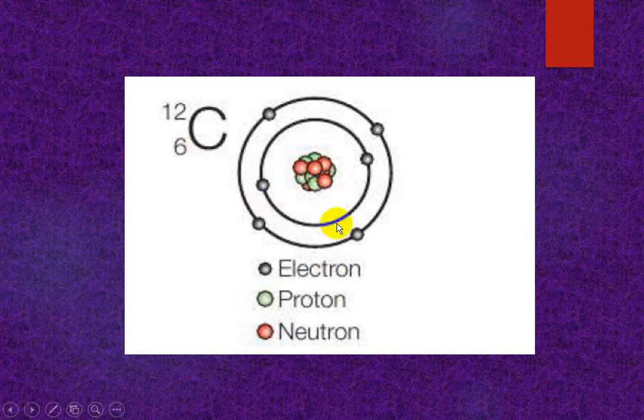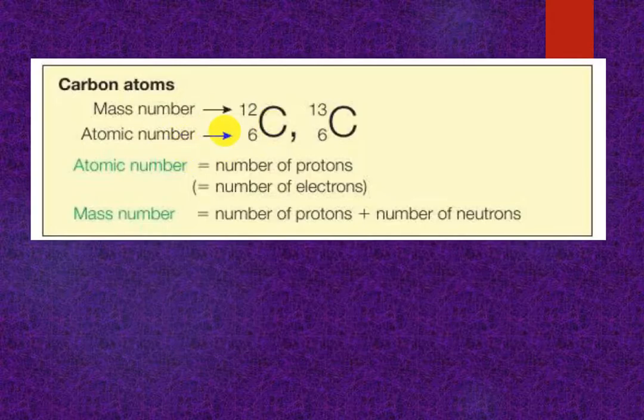Here there are 6 protons. This is the proton number, 6. Proton number means atomic number, and here is the mass number, which is the total sum of protons and neutrons. Here is the mass number of 2 atoms of carbon.